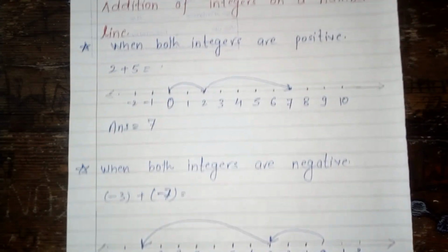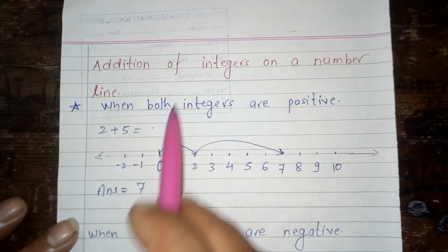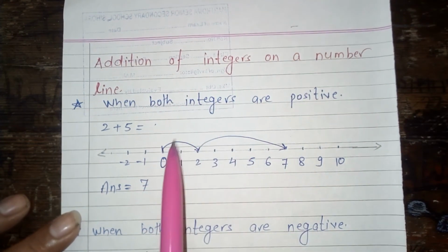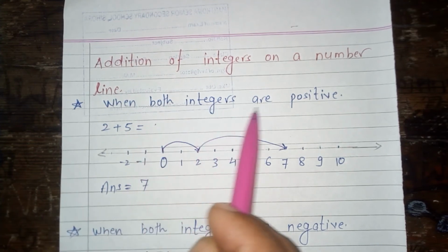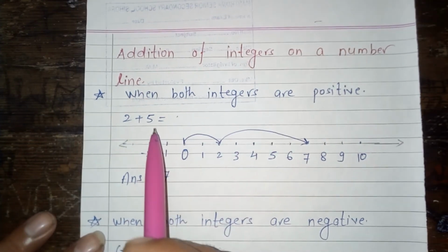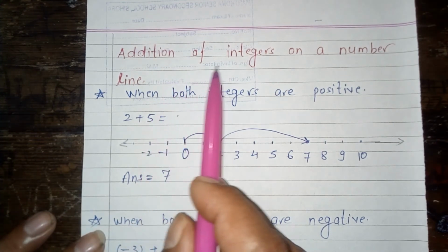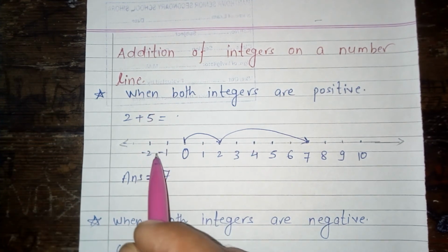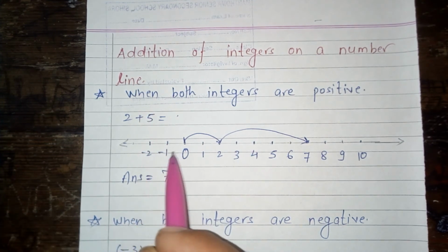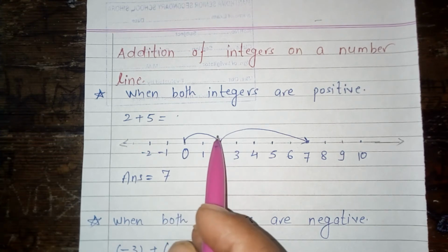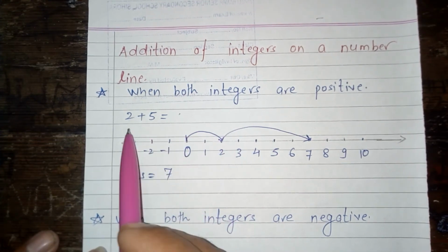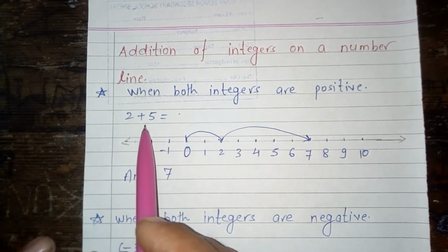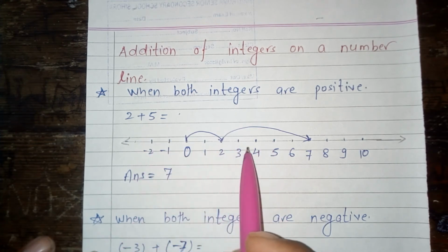I want to give other basic points. Addition of integers on a number line. Suppose both integers are positive. Your topic is addition of integers on a number line. The meaning is, how can you add any integers on the number line? Look here. Suppose you have two integers and these two integers are positive. So how can you add these two integers? Now look here.